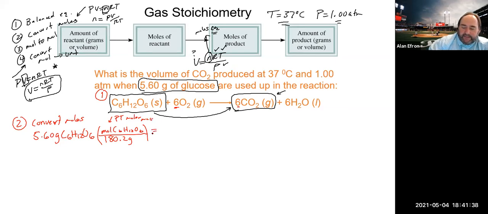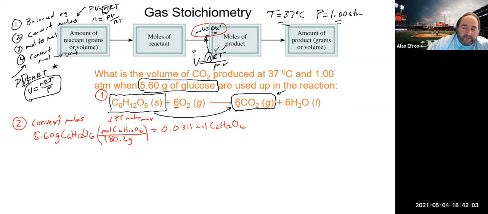You could get an answer at this point, but we'll just do it step by step so you can see the steps again. Dividing it out gets us a ballpark figure here, 0.0311 moles of our glucose. Again, I'm probably not going to round on my calculator. But we also need to remember that this is moles of glucose, and that is not what we need, right?